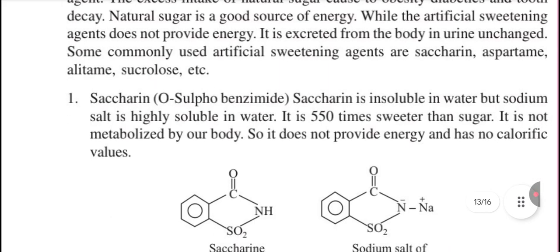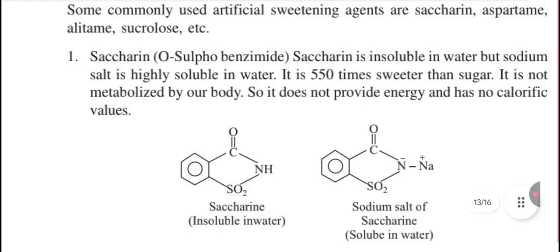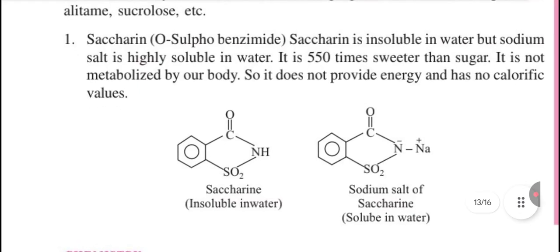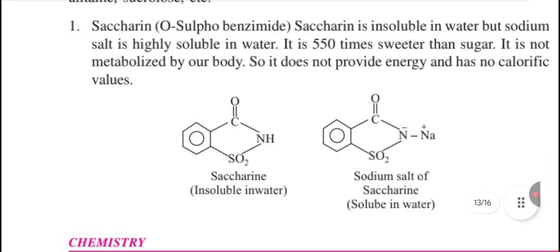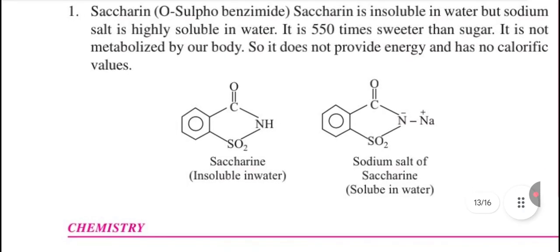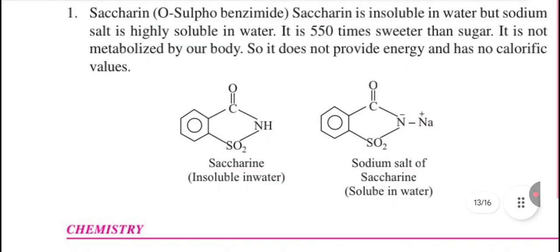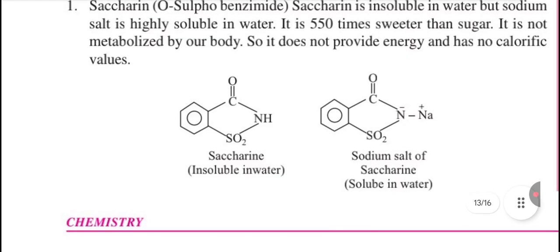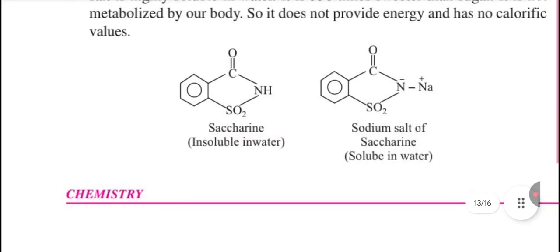Some commonly used artificial sweetening agents are saccharin, aspartame, alitame, sucralose, etc. First, saccharin. Saccharin is insoluble in water, but its sodium salt is highly soluble in water. It is 550 times sweeter than sugar. It is not metabolized in our body, so it does not provide energy and has no calorific value.